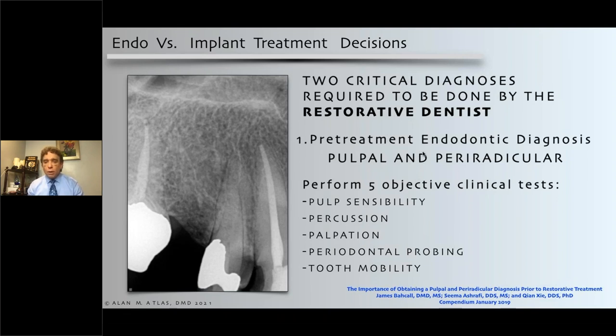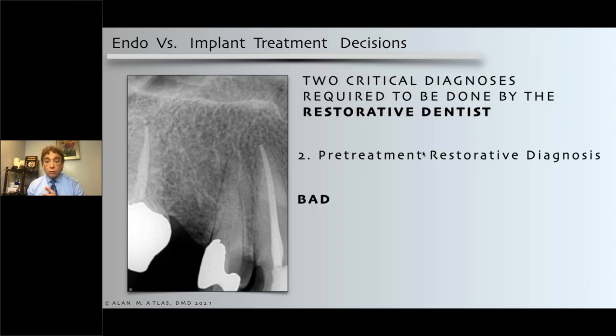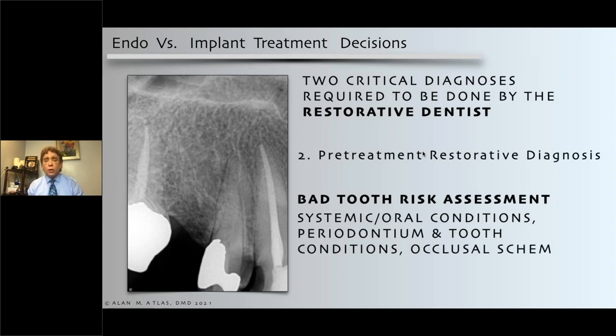But there's more, because I think as dentists, we need to do the restorative diagnosis. And when we look at the restorative diagnosis, it's not just removing the decay, which is totally going to be a very important part of it, but we've got to look at the systemic and oral conditions. Is the patient on bisphosphonates? As we know, we really shouldn't remove the tooth unless it's been a while that they've been off of it.